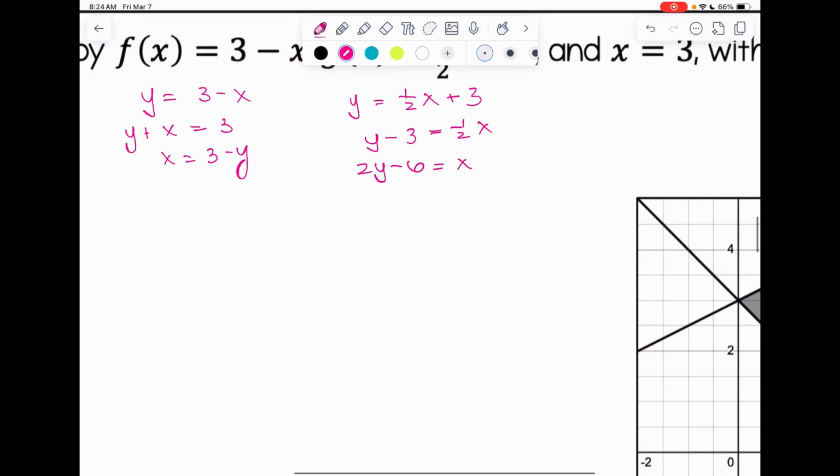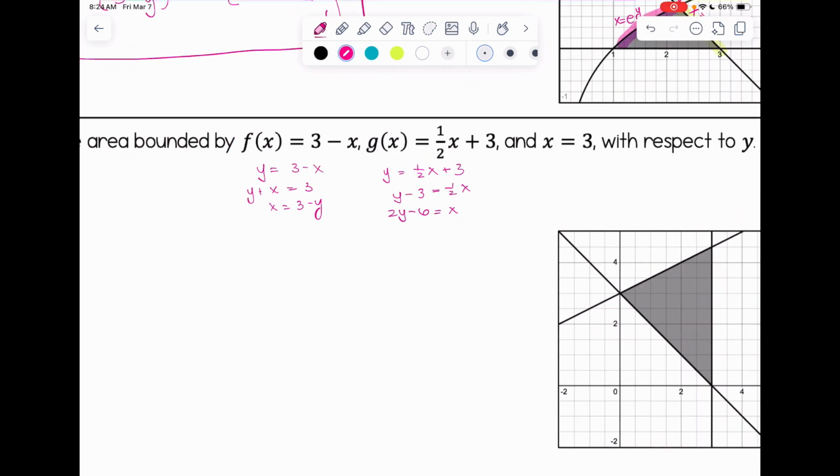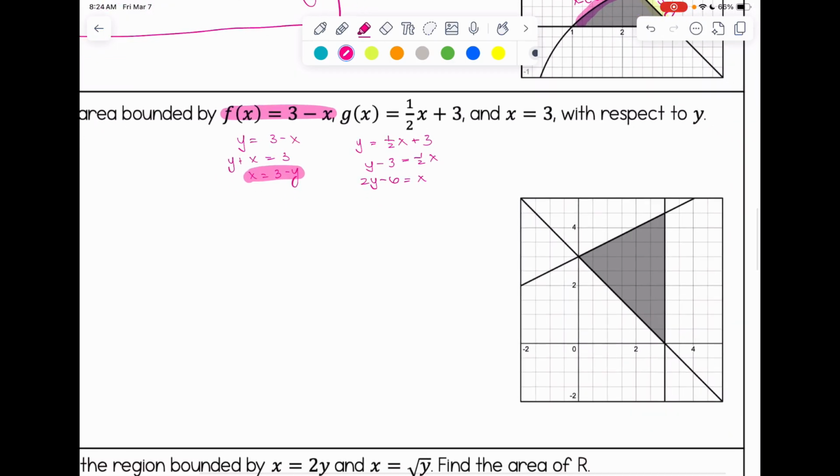All right, so let's label these on the graph and maybe color code a little bit to keep track of it. So f of x equals 3 minus x, or x is equal to 3 minus y, I know that that's the line that has the negative slope. And then g of x, being 1/2 x plus 3, I know is the line with the positive slope. Now I do have a third line here, which is the vertical line x equals 3.